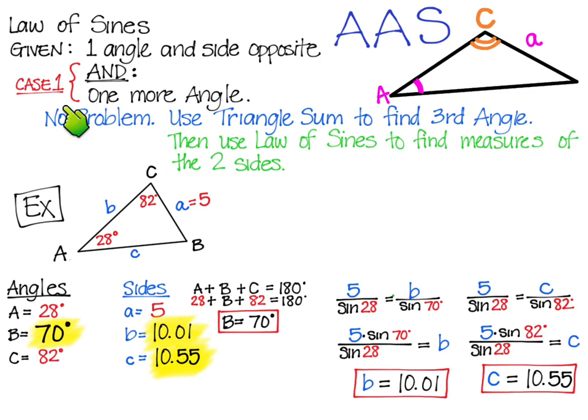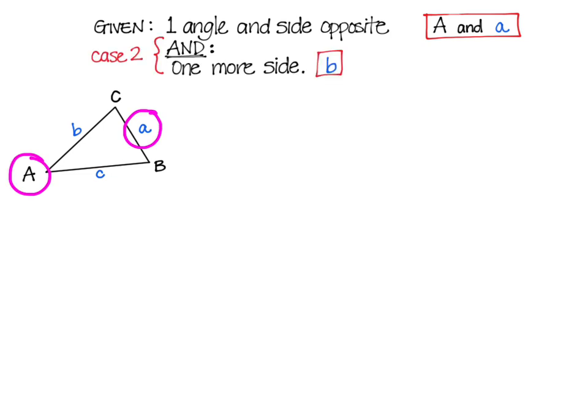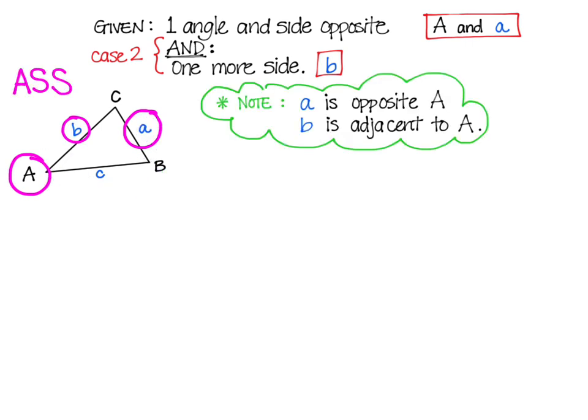But this was just our first case where we had an angle, side opposite, and one more angle. In our next case, we're going to have an angle and a side opposite, angle A and side A. And instead of another angle, we're going to have another side, side B. Now, if you look at this configuration and think about geometry class and say, well, what was that? That was what we called angle side side. And with angle side side, we talked about in geometry class that there's ambiguity.